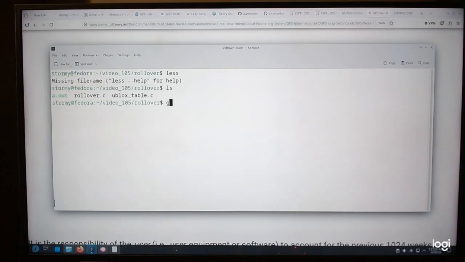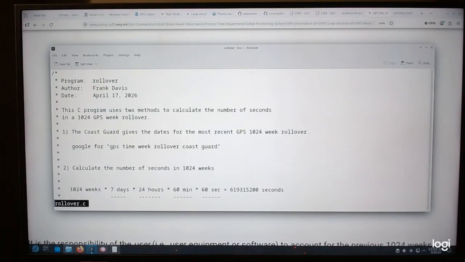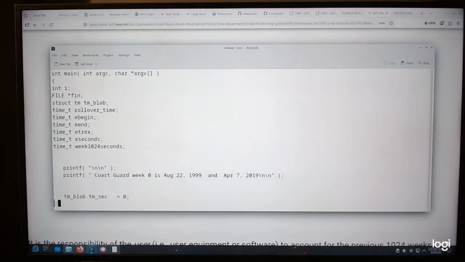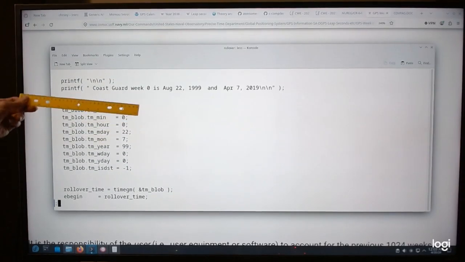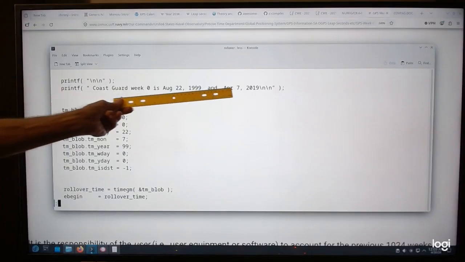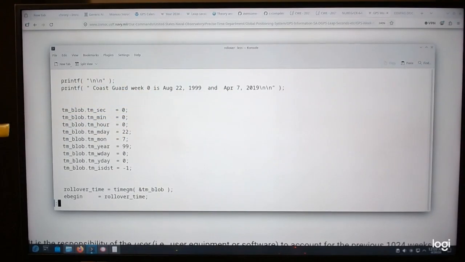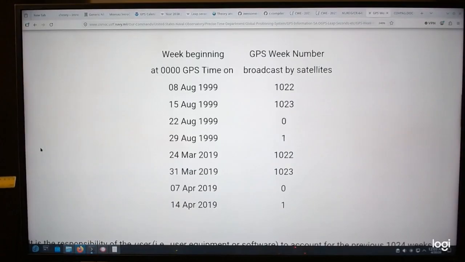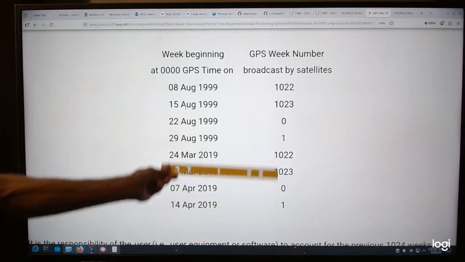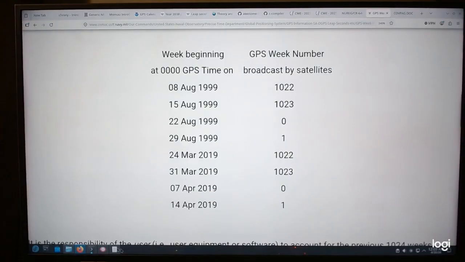Let me guess, GPS rollover. Yeah, so there's week 0, August 22nd, and then April the 2nd right here. See, that's what I'm doing. How many seconds are between those dates at midnight? And that's what this program was doing.